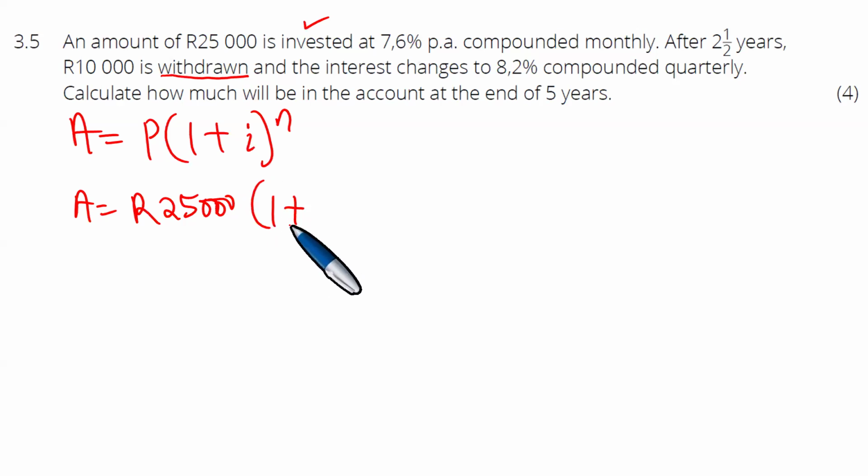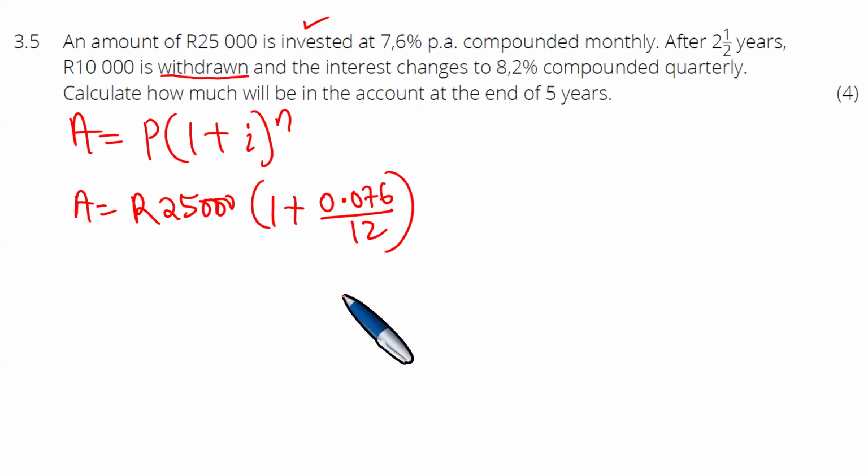And it is 1 plus the 7.6% compounded monthly. So an amount of 25,000 is invested at that interest rate. Now you divide 7.6% by 100, you get 0.076, and you divide by 12, compounded monthly. After 2.5 years, 10,000 is withdrawn.